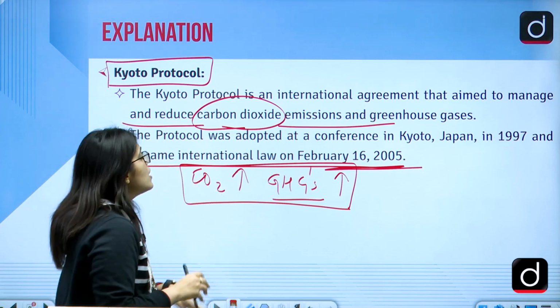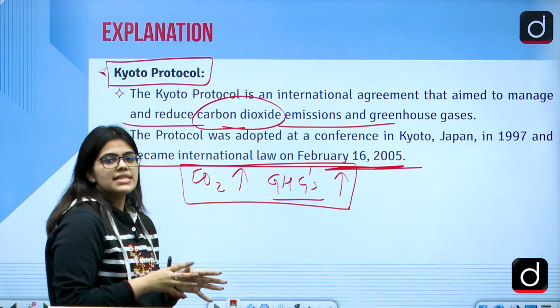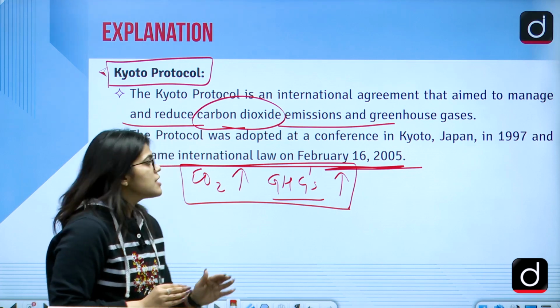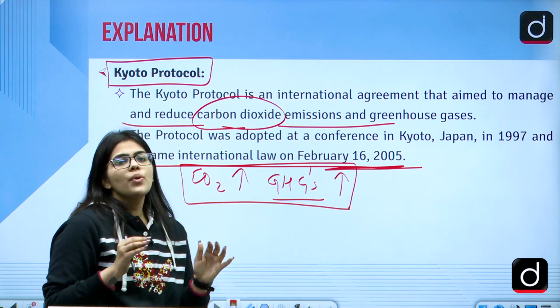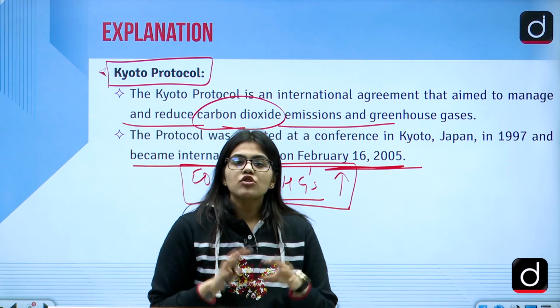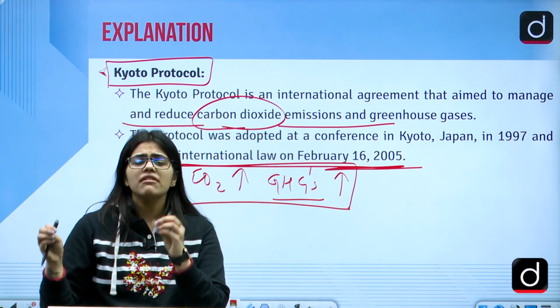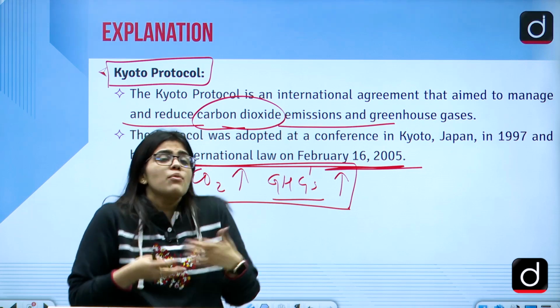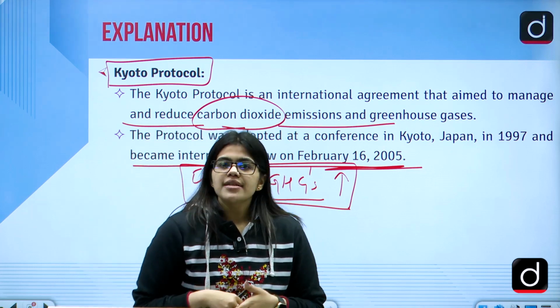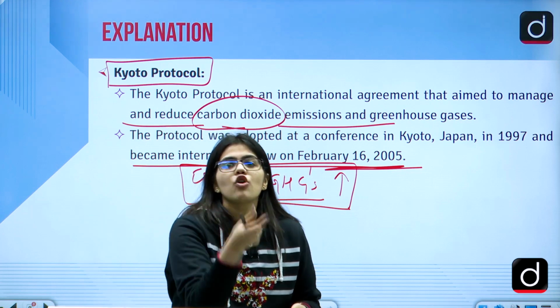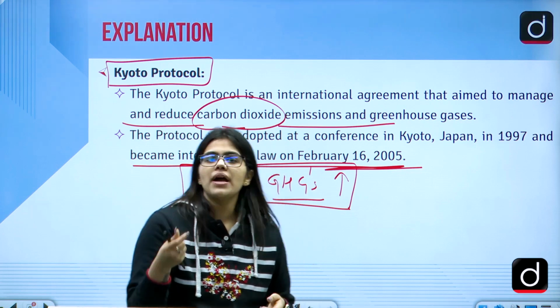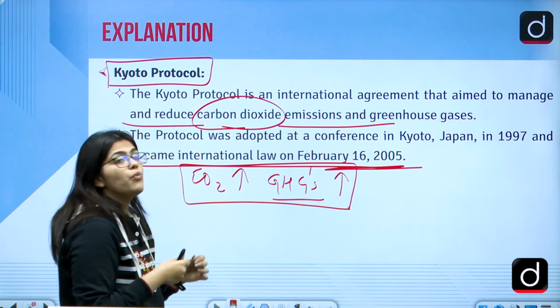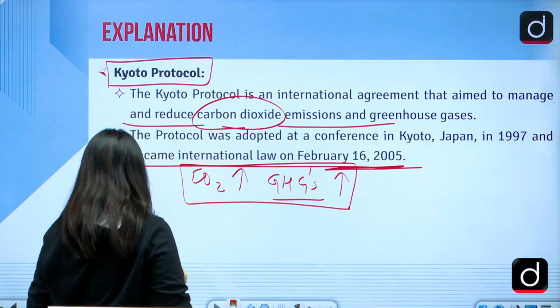It became a law on February 16, 2005. So this is how they started with the Kyoto Protocol. This is COP3. They were meeting in different countries, and the name also comes out of those countries. So they once met in Bali, so that is this Bali Agreement. So that is COP, the Conference of Parties, and you should know all of these important COPs, right?